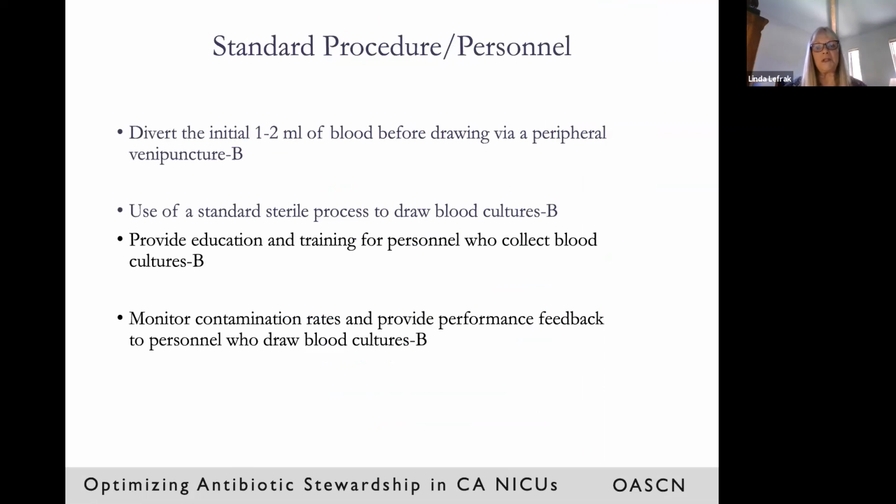Use of a standardized procedure, sterile procedure, was also highly associated with reducing contamination. Obviously, providing education and training for the people who are going to collect blood cultures is supported with a reduction in contamination, and then monitoring contamination rates, and then providing performance feedback to those individuals who drew the cultures. It's one of the questions that we put together that actually didn't go out, but I would encourage you to find out if you have contamination rates monitored by your microbiology report, and if you actually receive those reports and are able to review them. Next slide.